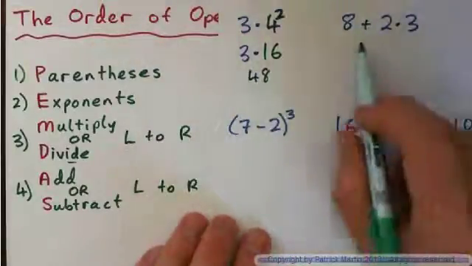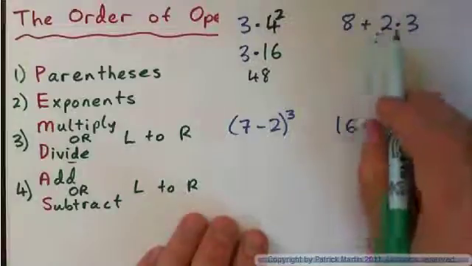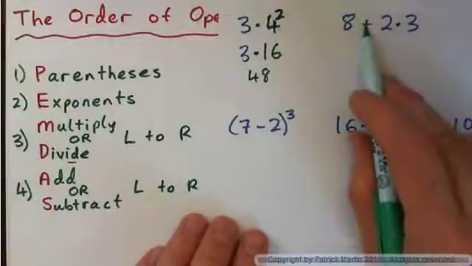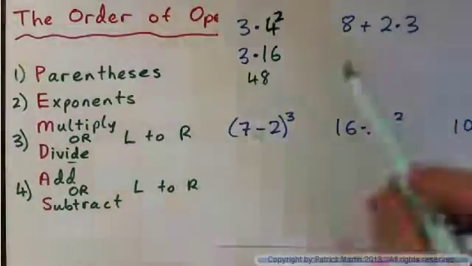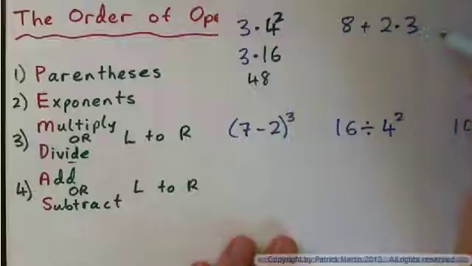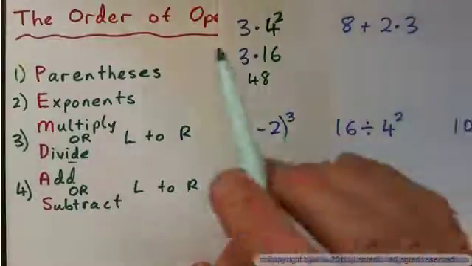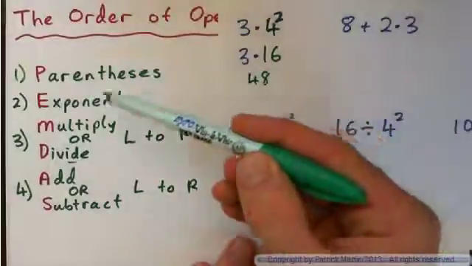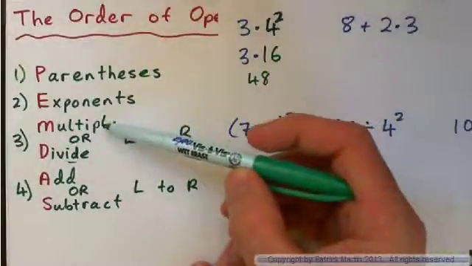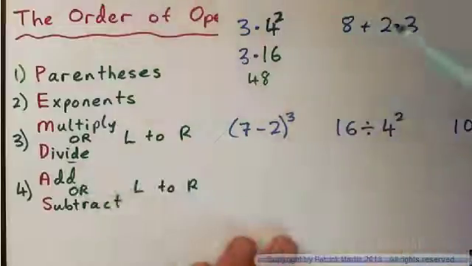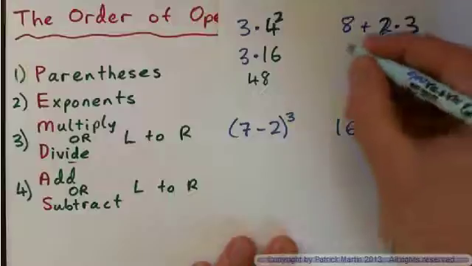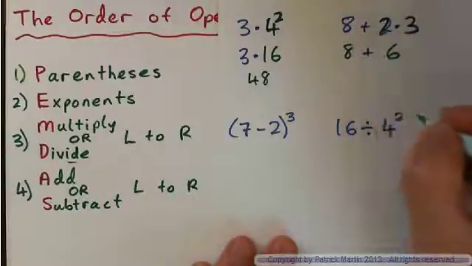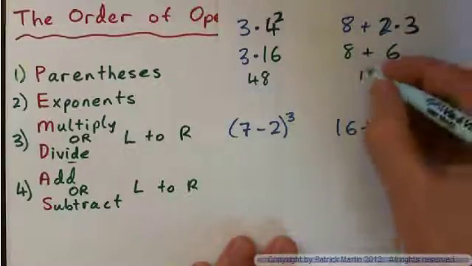So what about this one? 8 plus 2 times 3. We've got two operations. We've got addition and we have multiplication. Which do we do first? Do we do 8 and 2 is 10, then times 3 is 30? Or what? Well, the order of operations says you've got to multiply first and then add, right? So we multiply first, 2 times 3, that gives us 6, and then we go 8 plus 6, which is 14.